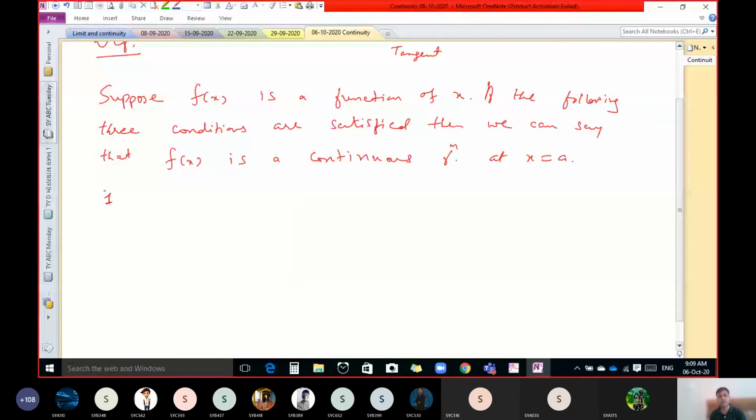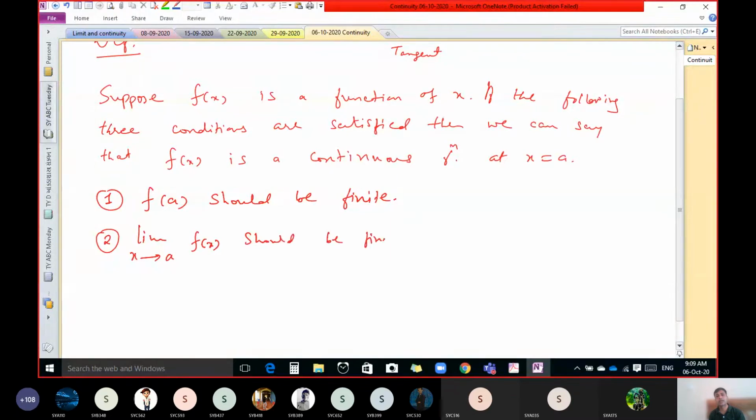Condition 1: f of a, meaning by putting x equal to a, we get something. f of a should be finite. That is the first condition. It should not be infinite or meaningless. It should be finite. Second, the limit as x tends to a of f of x should be finite.